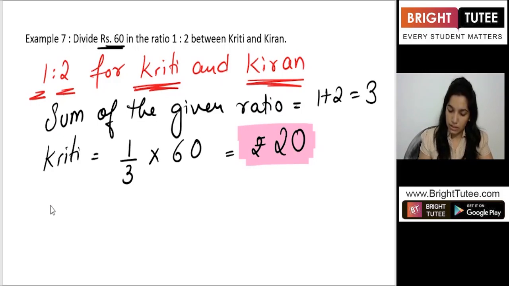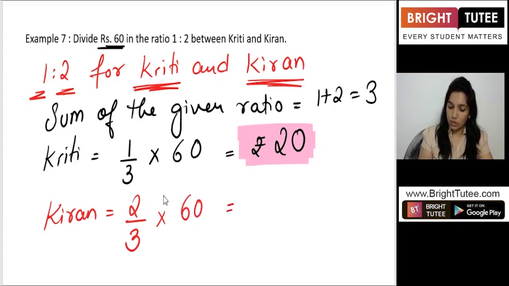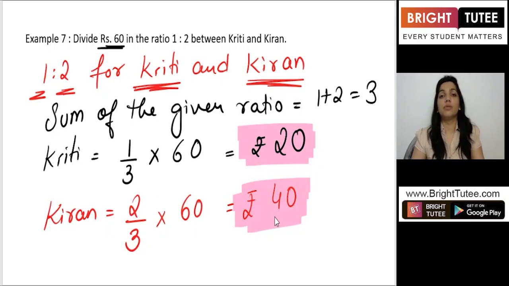Now the next part is for Kiran. Kiran needs to have 2 parts out of the total, that is 3, and we need to multiply it by 60. So it's 20 times 2, which is 40. So this is the total amount that Kiran is going to get out of rupees 60. I hope this is clear, how we have divided the amount.